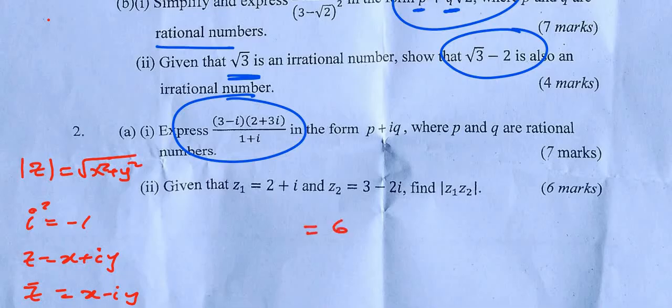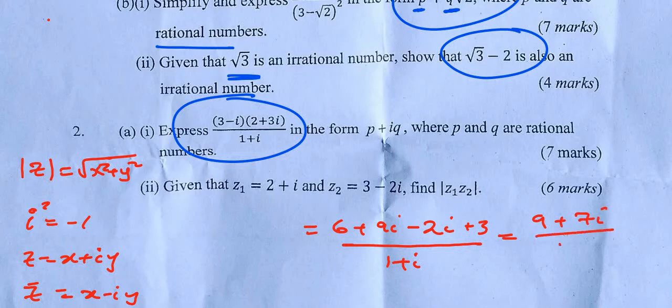That's going to give me 6 plus 9i. Then I times 2, that's -2i. -i times 3i, that was supposed to be -3i squared. But because i squared is -1, -1 times -3 gives us a +3. Down part, you just have 1 plus i. Then this will be 9 plus 7i over 1 plus i. You multiply with the conjugate.